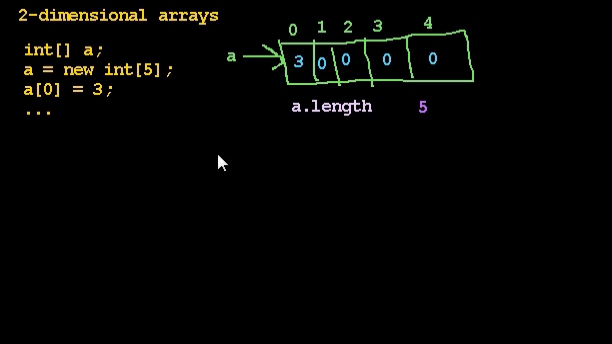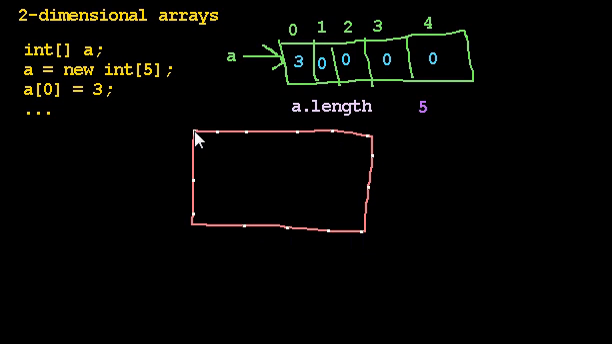Two-dimensional arrays, by contrast, are wonderful for representing anything where you would want a grid. So think about if you were implementing your own Minesweeper game, or your own game of chess or checkers, or any game that takes place in a two-dimensional grid like this.